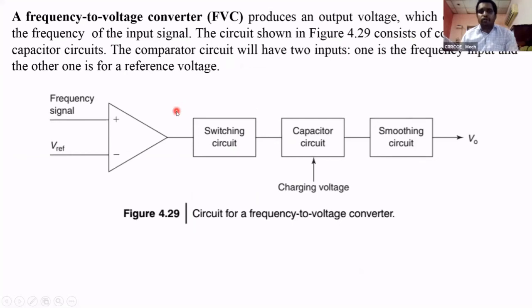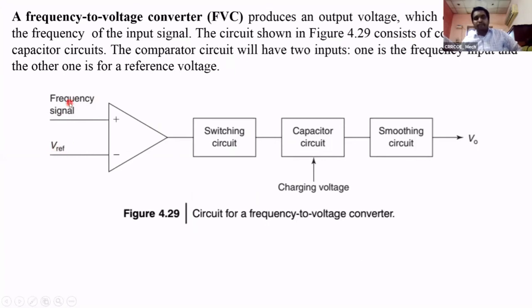In the frequency to voltage converter, we are using a comparator op-amp, which I already explained: an op-amp used for comparison. Here we give the frequency signal as the input signal. Frequency means the current wave frequency and the amplitude of the current wave. Here we are comparing the frequency signal with the reference voltage.